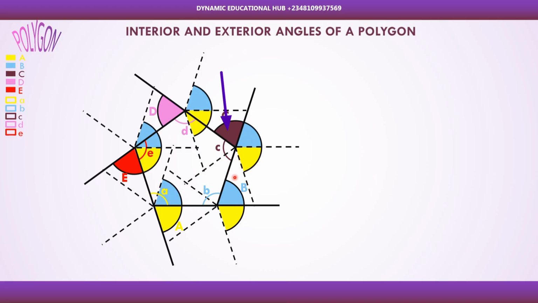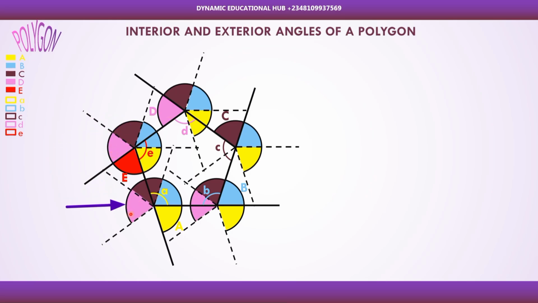Now can we fix C? Let's move to C here. The first one will be here. The second one will be here. The third one will be here. The fourth one will be here. We are done with it. Now let's move to D. This one. The first one will be here. The second one will be here. The third one will be here. And the fourth one will be here.